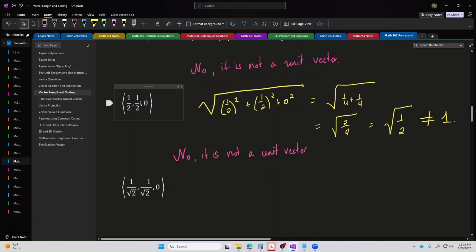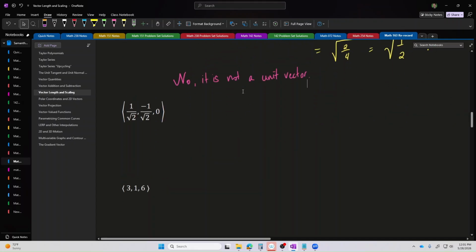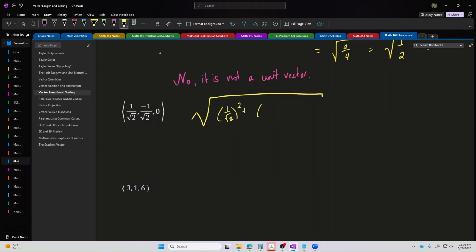Now, what if we replace that 2 in the denominator with a square root of 2? In this case, when we go to calculate the length of the vector using the length formula, the square root in the denominator and the square in the formula cancel out. So we end up under the root with 1/2 plus 1/2 plus 0. So we end up with a 1 under the root, and so the square root of 1 gives us a length of 1. Therefore, yes, this guy is a unit vector.